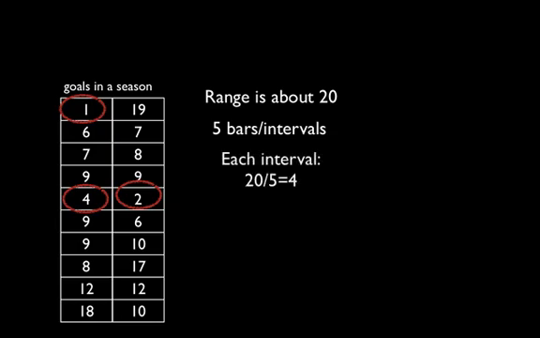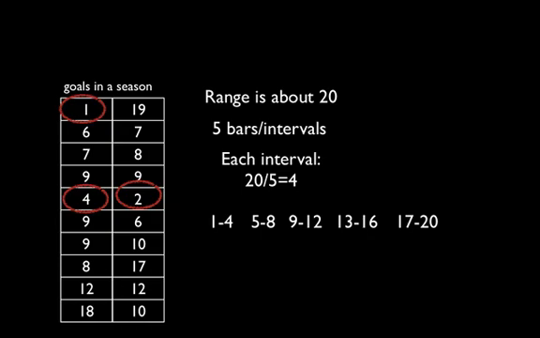So usually I do 20 divided by 5, that little slash is divided by. 20 divided by 5 is 4. So my intervals are going to have 4 numbers in them. I would do 1 to 4, that's one interval. If anyone scored 5 to 8, that would be the next interval, and so on until I get the whole range done. So these are the 5 intervals or the 5 bars on my graph.